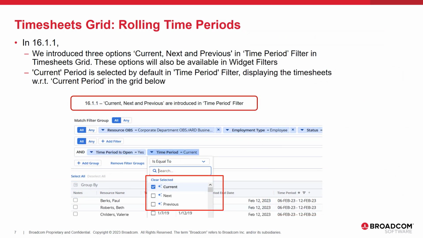Timesheets Grid Rolling Time Periods. In 16.1.1, we introduced three options, namely current, next and previous in time period filter in Timesheets Grid. These options will also be available in widget filters. Current period is selected by default in time period filter, displaying the timesheets with respect to current period in the grid below.